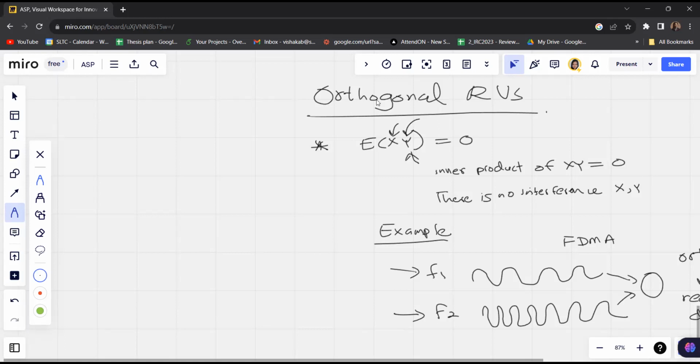Because of that, when we take this E[XY], the value of that expectation is going to be 0, because the operation of one X does not affect the other random variable at all. The product means the relationship between the two random variables. So the product is going to be 0 because there's no relationship at all between the X and Y random variables.